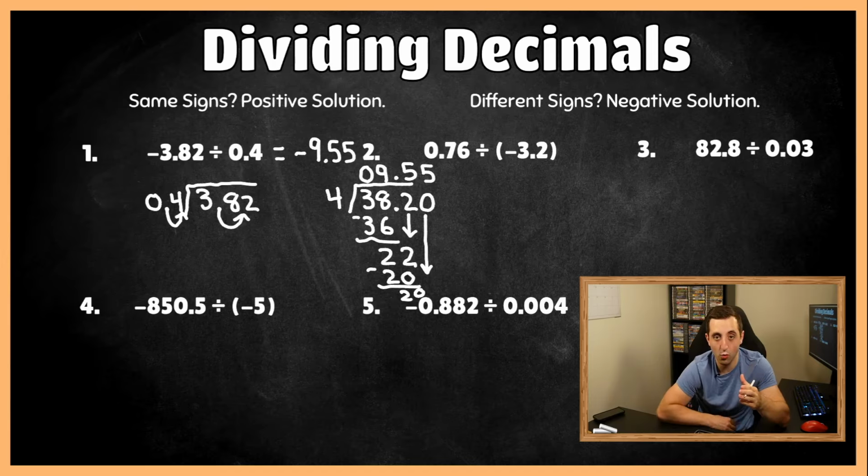So these take a decent amount of work. Sometimes you might have to do a little bit of multiplying on the side depending on what numbers you're working with. But as long as you take your time on dividing decimals, these aren't too bad. So let's go ahead now and take a look at number 2.